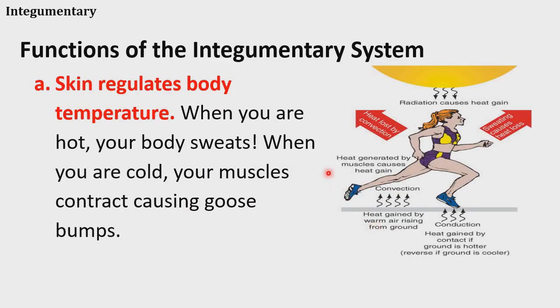Functions of the integumentary system. We have regulation of body temperature. When we talk about the regulation of body temperature, we know that when you are hot, your body sweats. When you are cold, your muscle contracts, causing goosebumps. What happens here? Conversion of energy. Vasodilation.